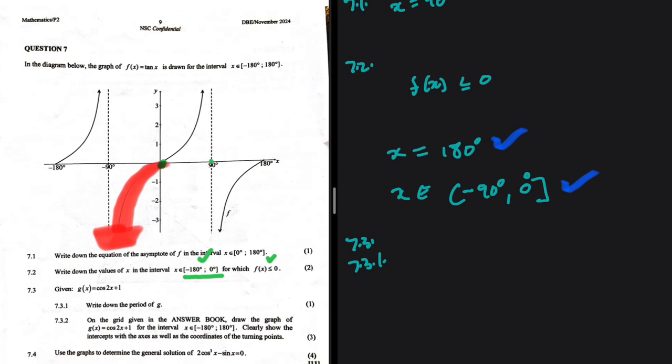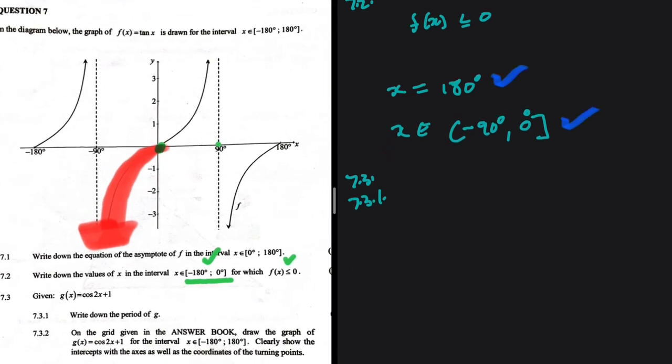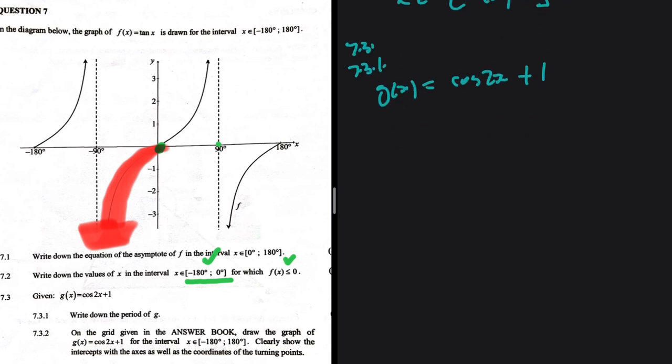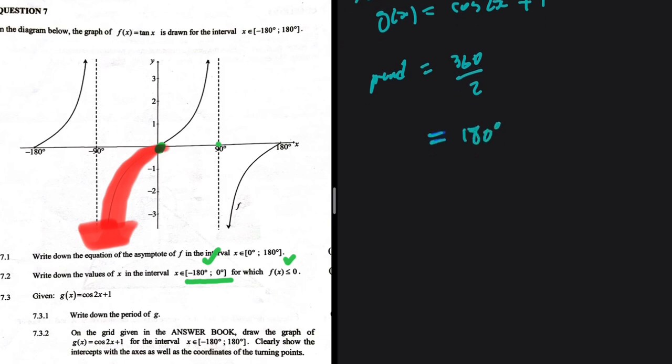7.3.1. Okay, let's take a look and see what is happening. We're given that g of x equals cos of 2x plus 1. The question says write down the period of g. So obviously the period is going to be equal to 360 over 2. Where are we getting the 2? Right here, where it says cos of 2x. Yes, we divide 360 by that 2. And then the period is going to be 180 degrees. So we have the period.